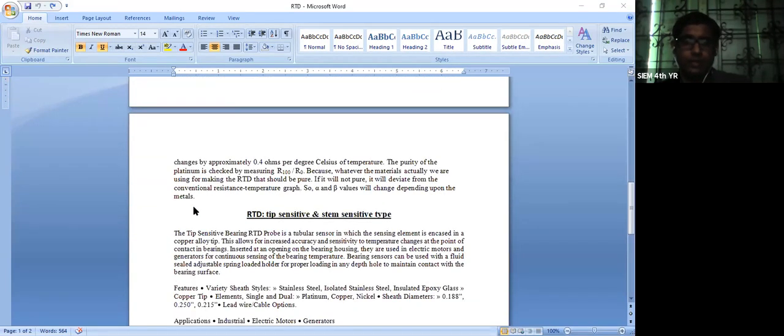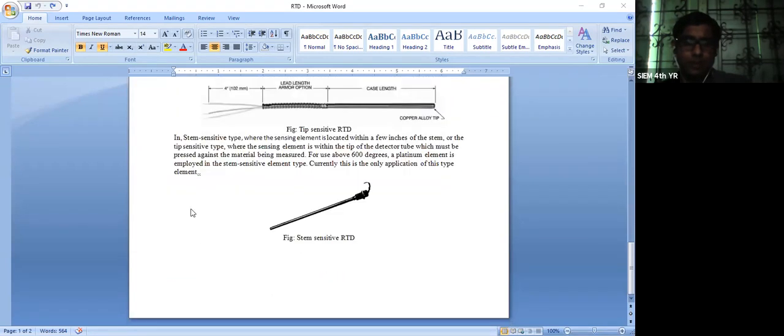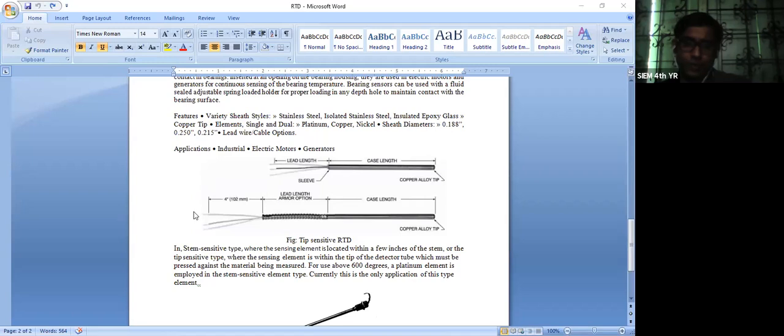Next is RTD, tip sensitive and stem sensitive type. Two basic types of RTD and corresponding diagram. Diagram, you people have a look once. I am going to explain. Just a minute, give me time, let me share another slide.